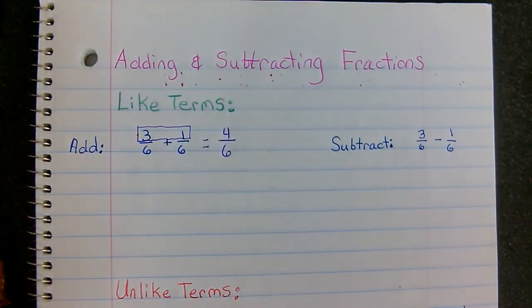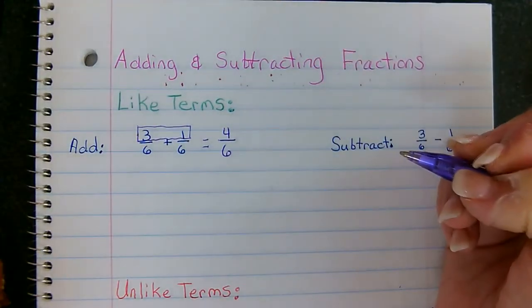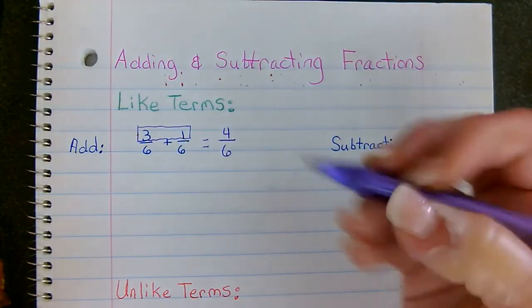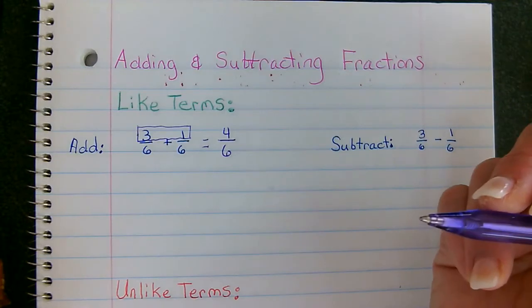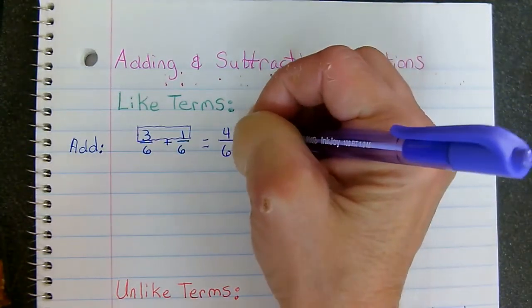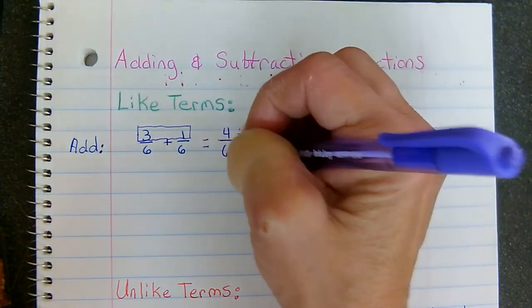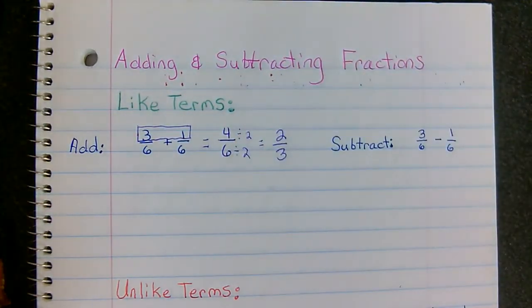So we simplify all problems. For 4/6, one way we could look at it to simplify: what is the largest number that goes into 4 that also goes into 6? Well, I can tell you 2 does. Because if I do 4 divided by 2, I get 2, and if I do 6 divided by 2, I get 3, and my simplified answer is 2/3.